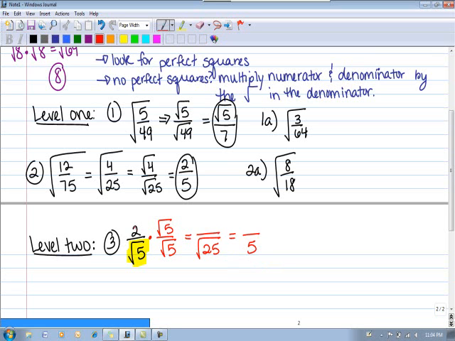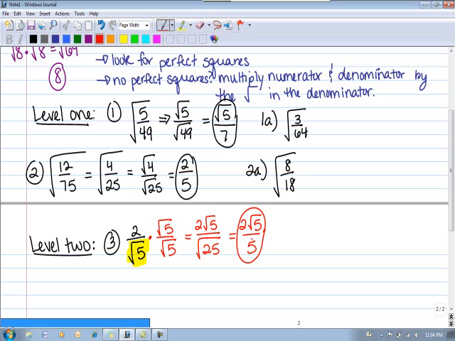And then I look at my top and I see I have 2 times radical 5, which is 2 radical 5. And 2 radical 5 doesn't simplify at all, so I just bring that over. And so my final answer is 2 radical 5 over 5. Again, multiplying radical 5 times radical 5 gives me the square root of 25, which is 5. And so I've satisfied my goal to have no radicals in the denominator.